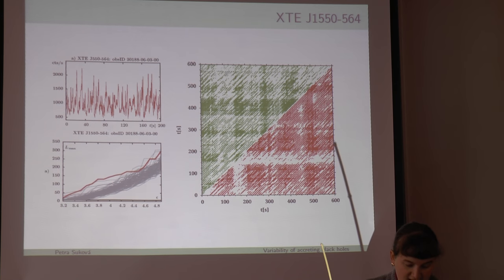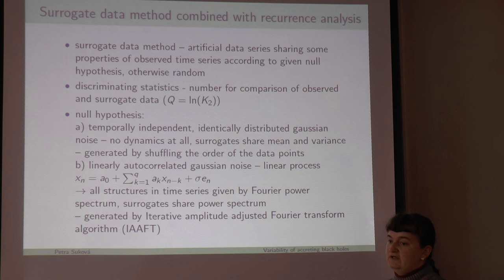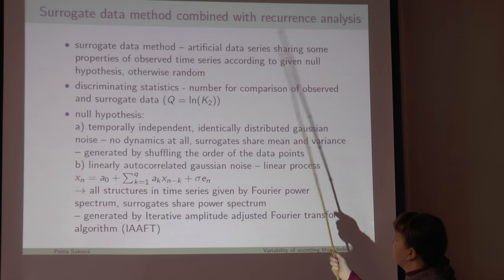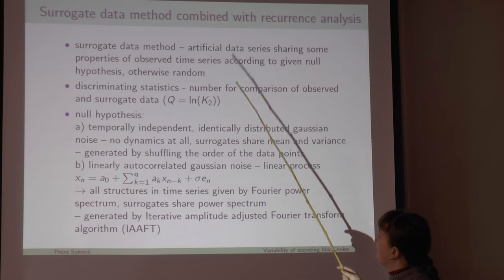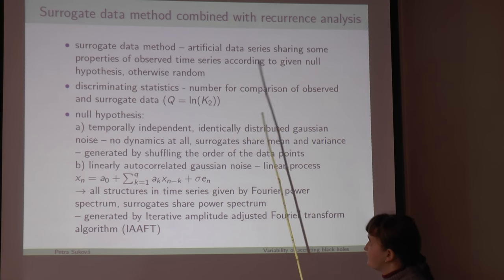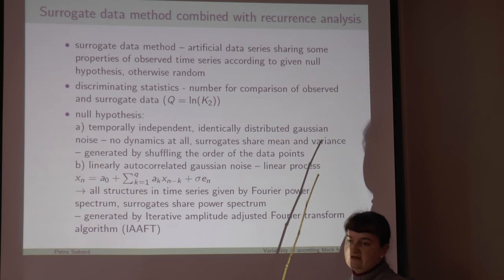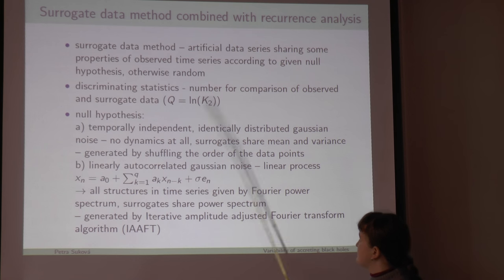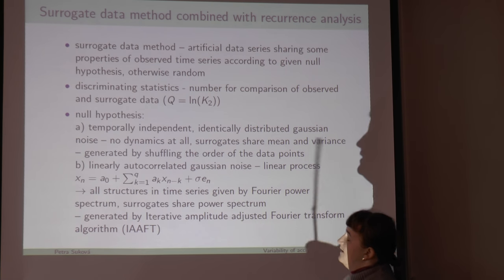And now what we are actually doing is that we combine this recurrence analysis with the surrogate data method. We want to find out something about the light curve by producing artificial data series which share some properties of our observed time series, and they are constructed according to some null hypothesis, from a random process. We want to look at the set of surrogate data and our observed data and say if they are different or not, so if we can reject the null hypothesis or not. For that we need something called the discriminating statistic, some number which we can compute for the observed time series and also for the surrogates. In this case it is the logarithm of this correlation entropy.